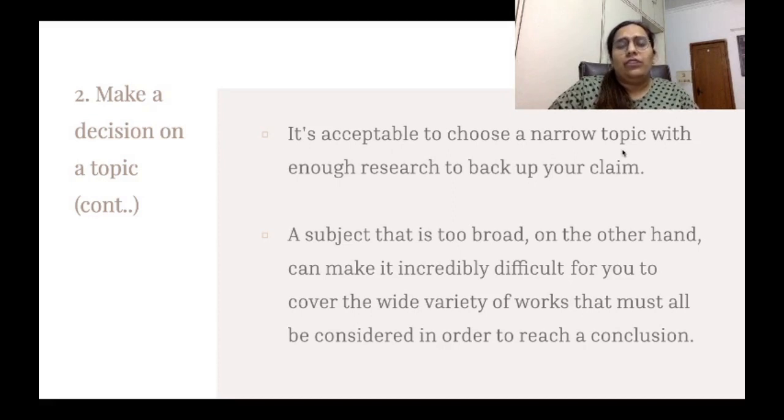Try to have a narrow topic, because a narrow topic would give you a proper backup for your claim or your research, otherwise the study would be irrelevant at some point. Try not to have a very broad topic, because it would make it difficult to study. You can't write all the conclusions in the world. So a narrow topic gives you a point of guidance and enough research, so that you have proper guidance about what exactly you are writing about.